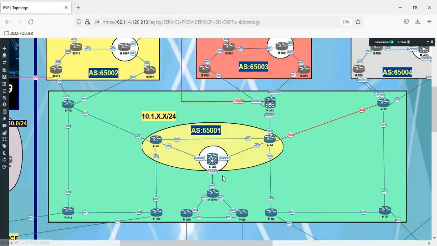Router 6, router 5, router 4, they are representing the P routers. Yes. So why are we putting them in a single circle? Because we're going to use them as route reflectors in the future when you use BGP on the topology. Oh, okay. Makes sense. Okay, carry on.